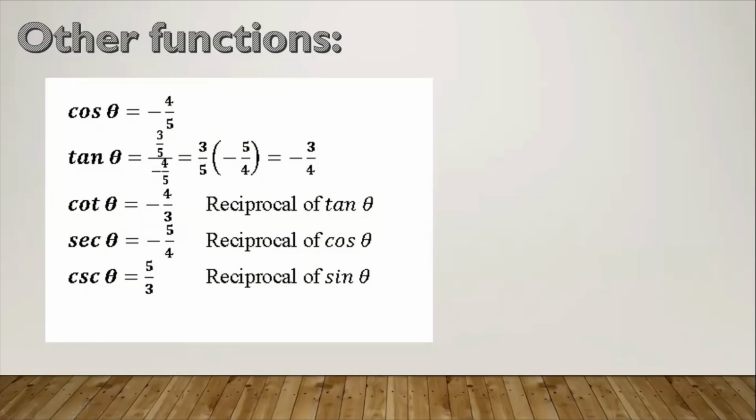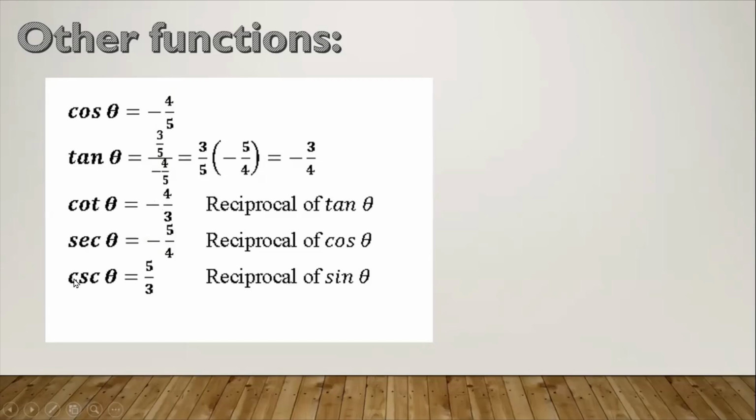For cotangent, secant, and cosecant theta, it will be very easy for us to find that since these three functions are the reciprocals of the three functions, which are sine, cosine, and tangent. For cotangent, that's the reciprocal of tangent theta. Since we have negative 3 over 4, therefore, its reciprocal is negative 4 over 3. And for secant theta, that's the reciprocal of our cosine theta, which is negative 5 over 4.